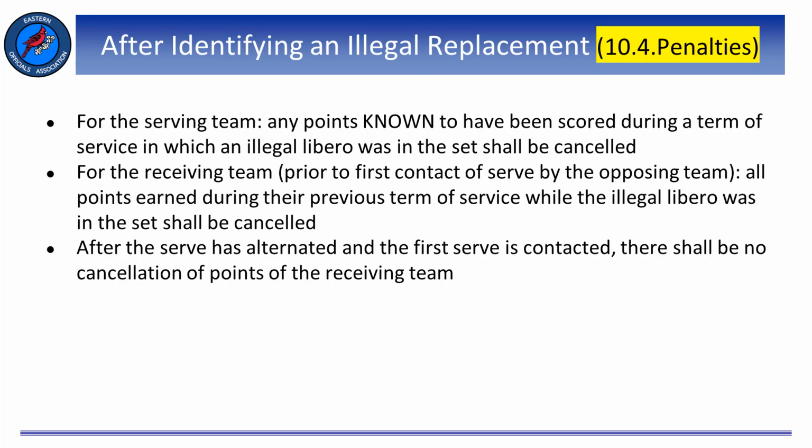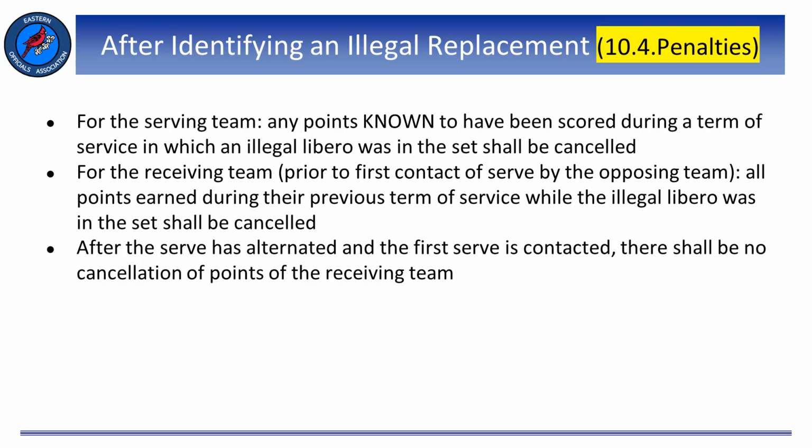On the flip side, if we're talking about the receiving team, so Team B is our receiving team. They just lost the ball. So the ball has been sent over to the other side of the court. The serving team is now about to complete their first serve. If an illegal Libero replacement is recognized prior to the other team having their first serve, all points earned during that receiving team's previous term of service while the illegal Libero was on the court shall be canceled.